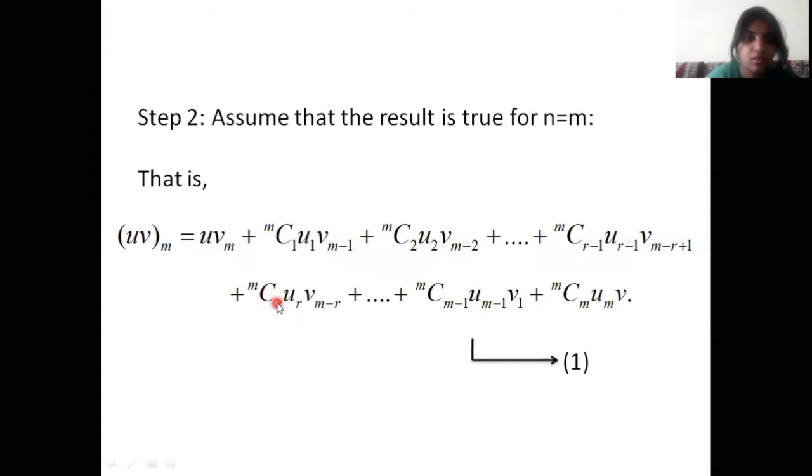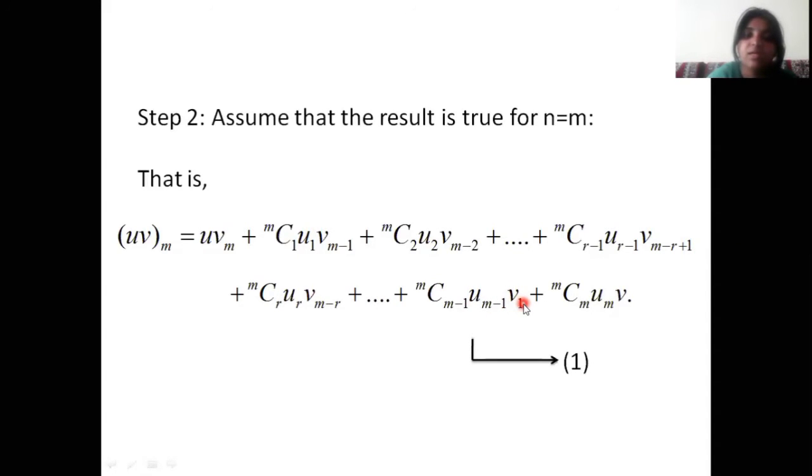Here you will be getting mCr u^r v^(m-r). The previous term of that will be mC(r-1), because it is the previous term, and the next term will be r plus 1, with u^(r-1) v^(m-r+1). So this is what I have written here. And here also I have written this previous term, mC(m-1), because it is the previous term, u^(m-1) v1.